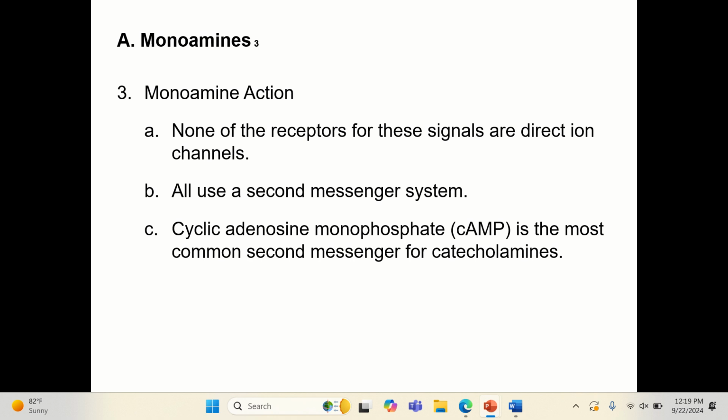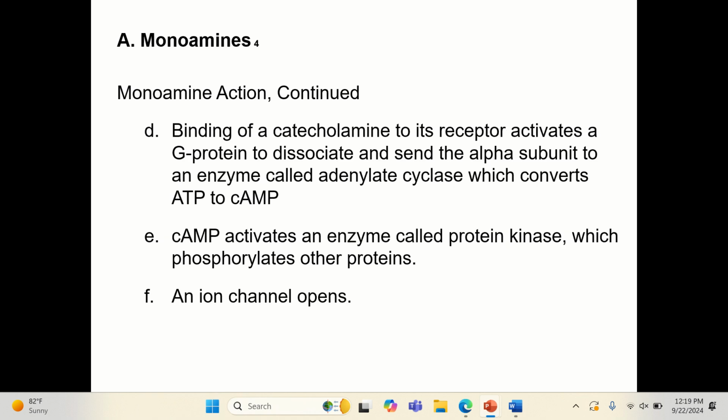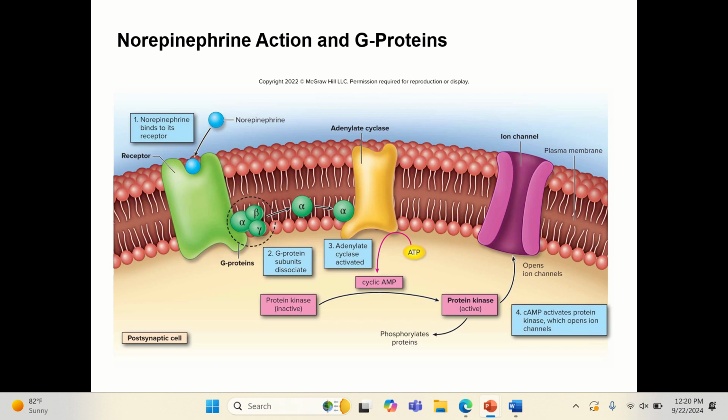So none of the receptors for these signals are direct ion channels, kind of like the G proteins. They all use the second messenger system, and this time we're going to see cyclic adenosine monophosphate, or cAMP, which is the most common second messenger for catecholamines. So binding of a catecholamine to its receptor activates a G protein to dissociate and send the alpha subunit to an enzyme called adenylyl cyclase, and it converts ATP to cyclic AMP. Cyclic AMP then activates an enzyme called protein kinase, which phosphorylates other proteins, and then as a result, an ion channel opens.